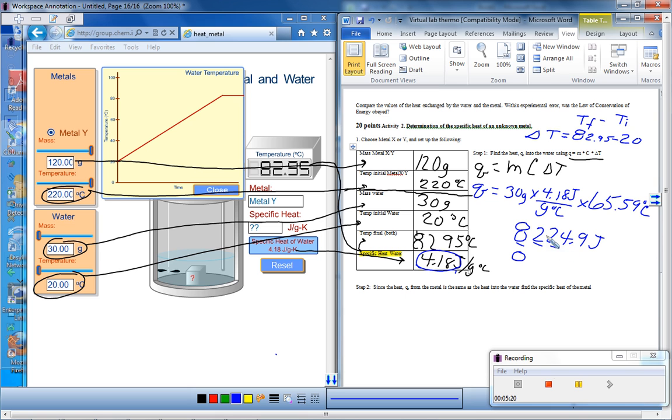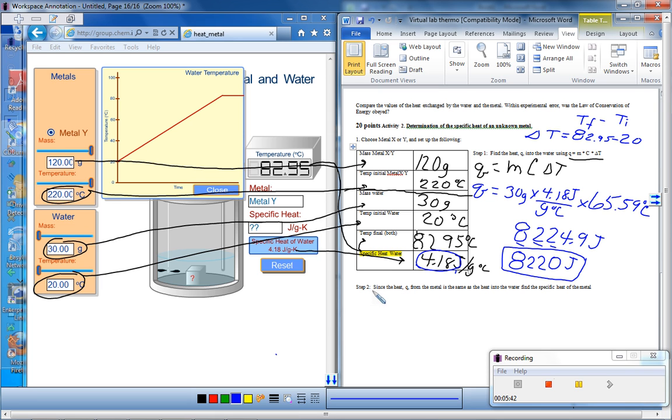This 4 does not change anything, so that would be 8,220. The 0 will be our last digit, insignificant as it is. So that would be the number of joules, or the heat that is transferred into the water.